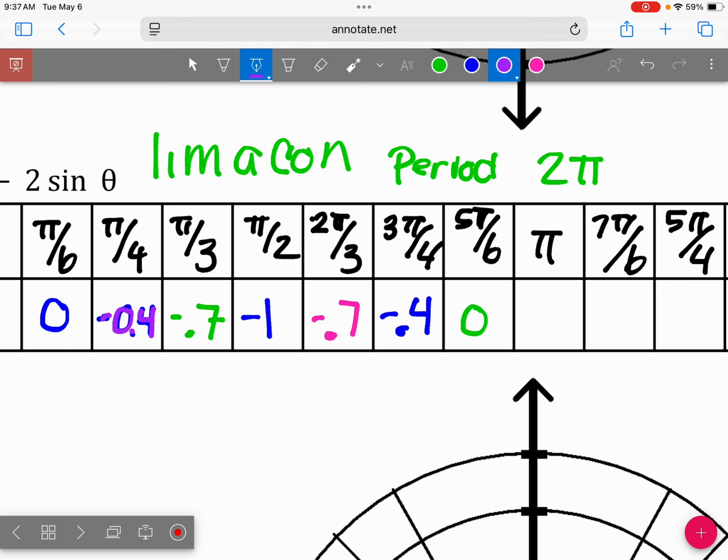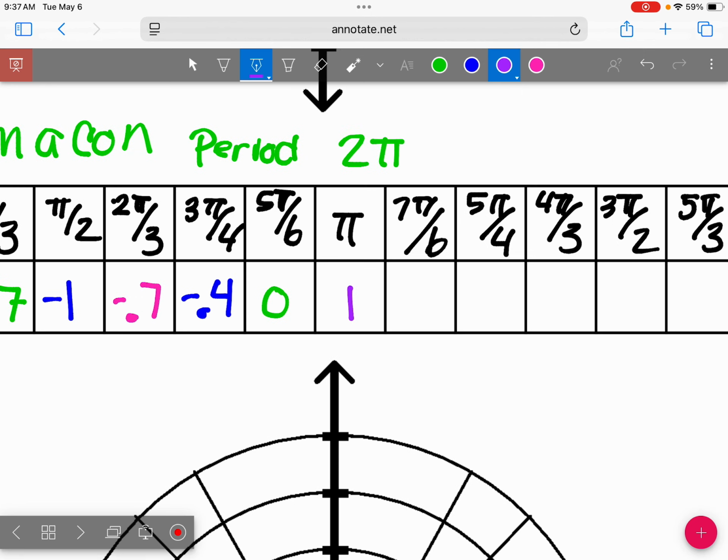So what do we get for pi? 1. 7 pi over 6? 0. No. Maybe you need to look at it. Oh, wait, it's 2. That's what I said. Awesome. How about 5 pi over 4?